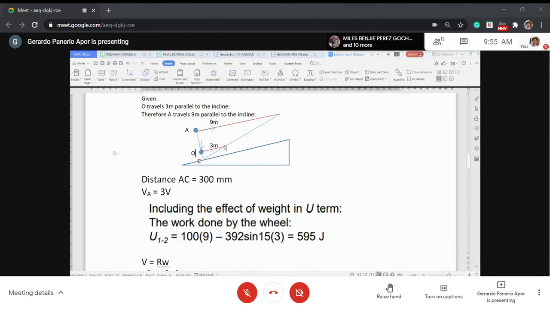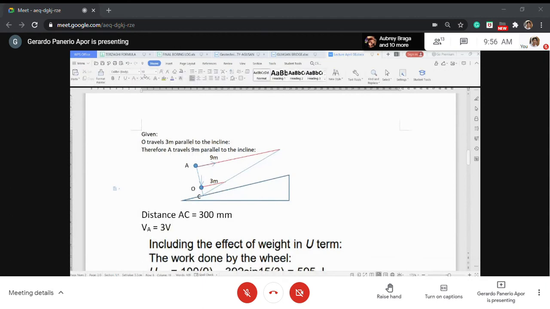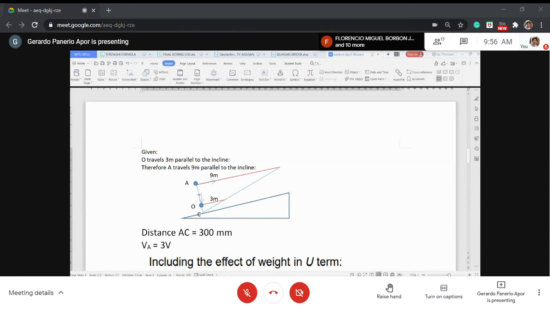How do you compute the vertical component of that? That is 3 times sine of 15, no? Sine of 15. Okay? That's the force. You're going to consider the force parallel to it, parallel to that. And the force parallel to that is this one, going there.